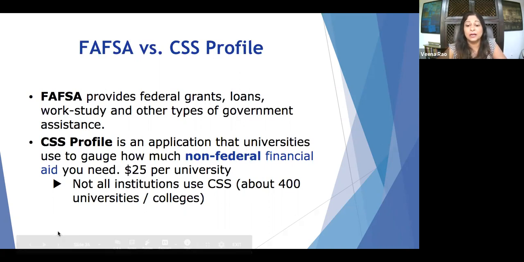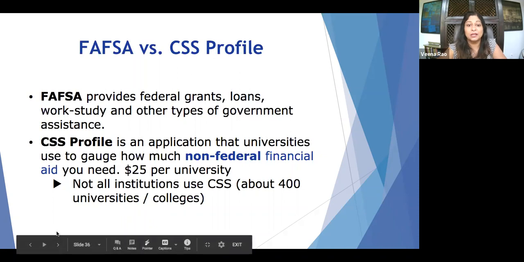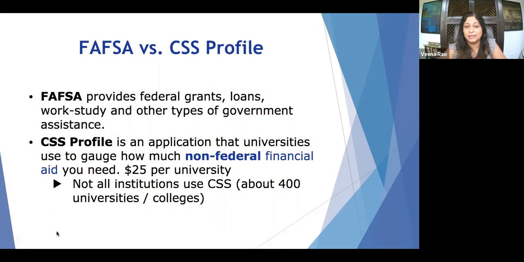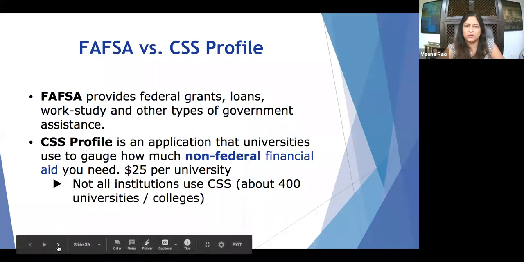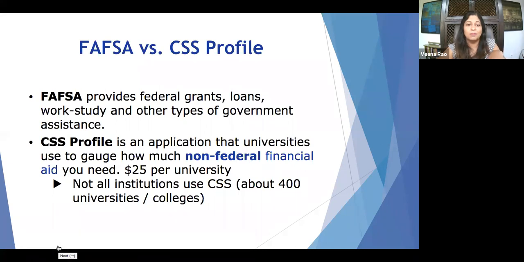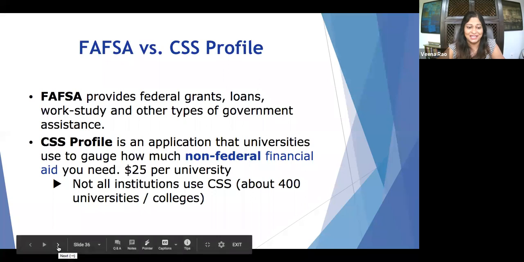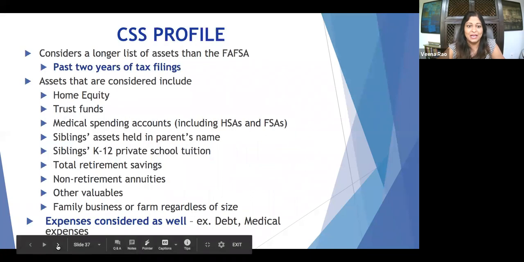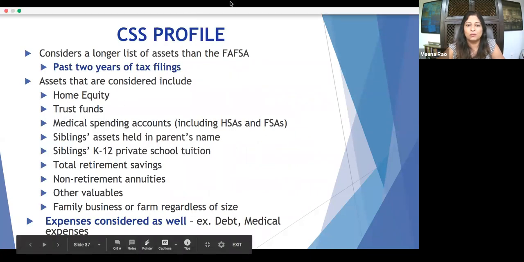This particular application is on the College Board's website. These are the same people who do the SATs and AP exams. The application is on their website, and you can also just go in and check that website to figure out if any of the universities your child is applying to is on the list. So in terms of the CSS Profile, what is different about it?